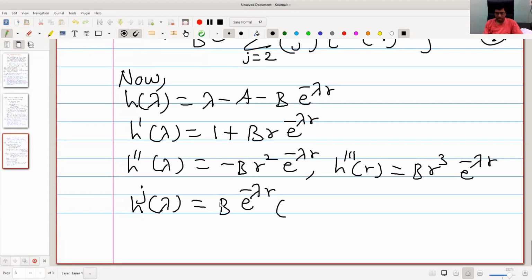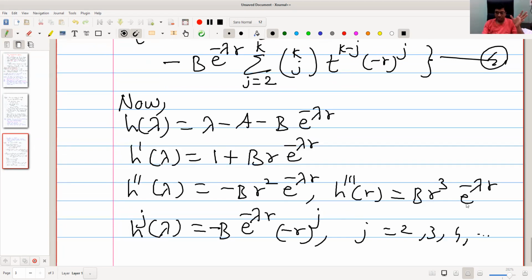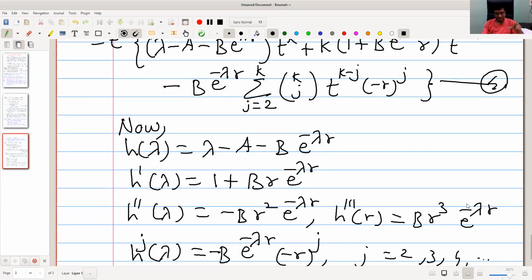So b will be there, e raised to minus lambda r will be there, and we have minus r raised to j into minus 1. So here if it is second derivative, then this can be minus b into minus r square. Okay, r square is same as minus r square. Here it is minus b into minus r raised to 3, so it is plus. Fine, and j should be 2, 3, 4 and so on.